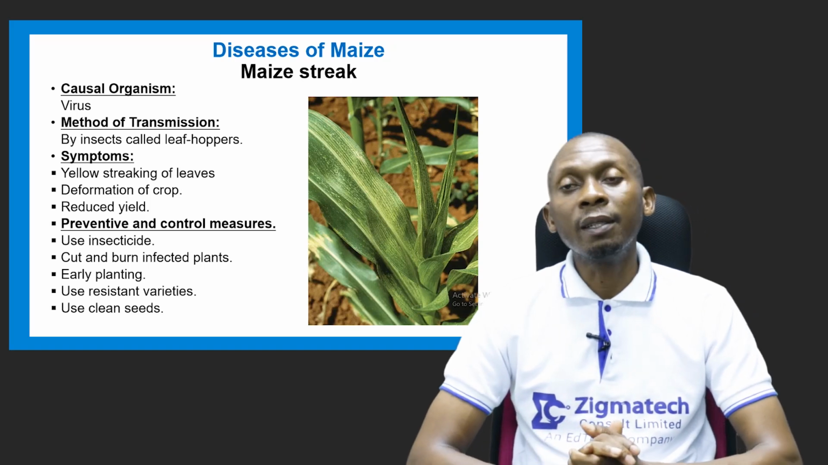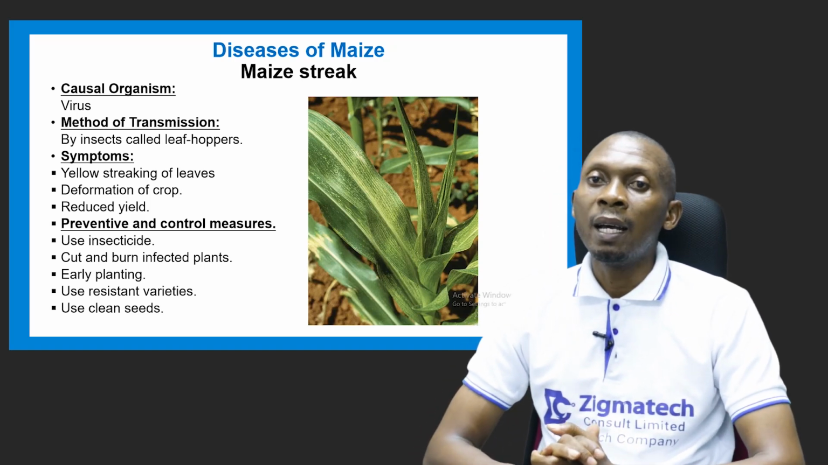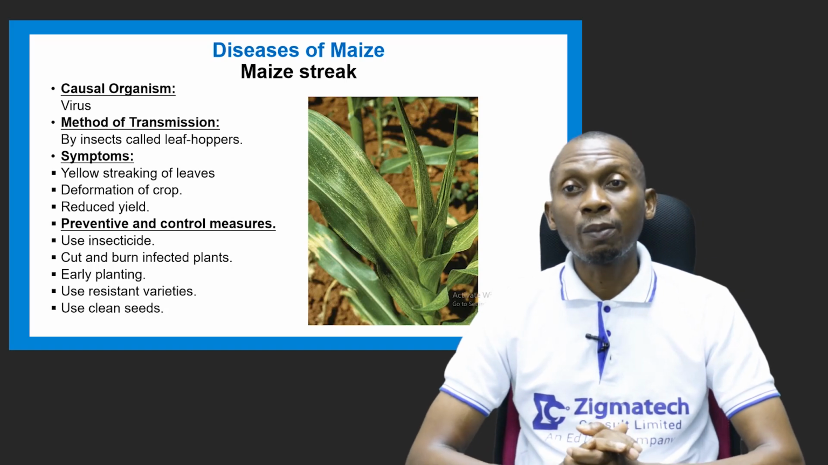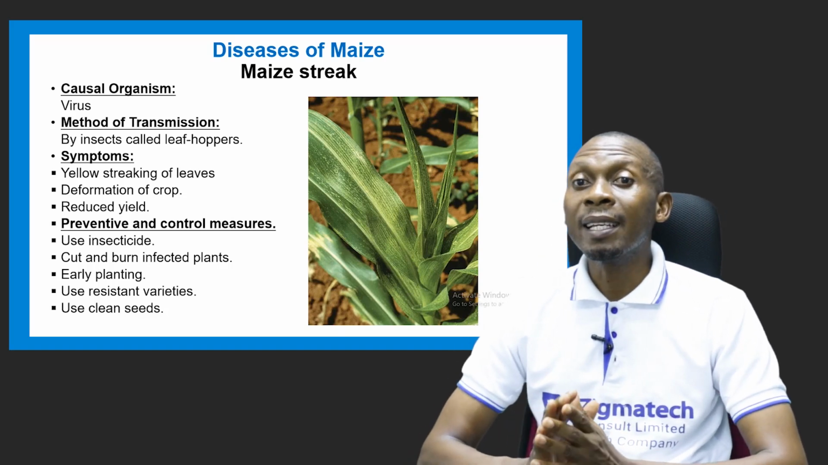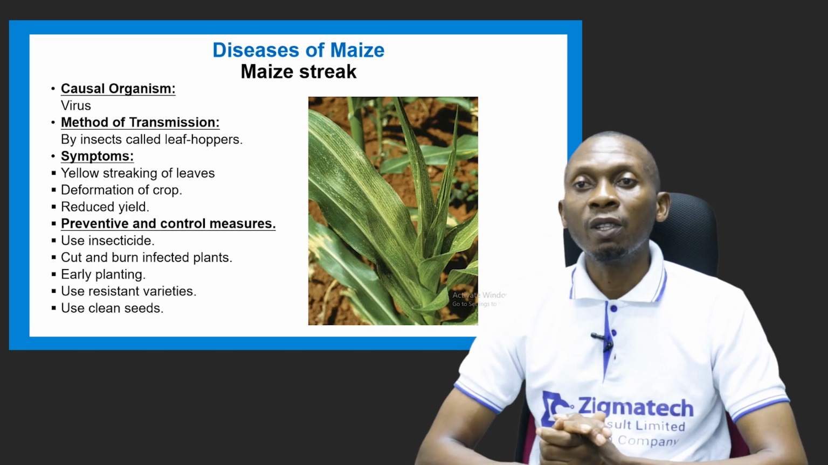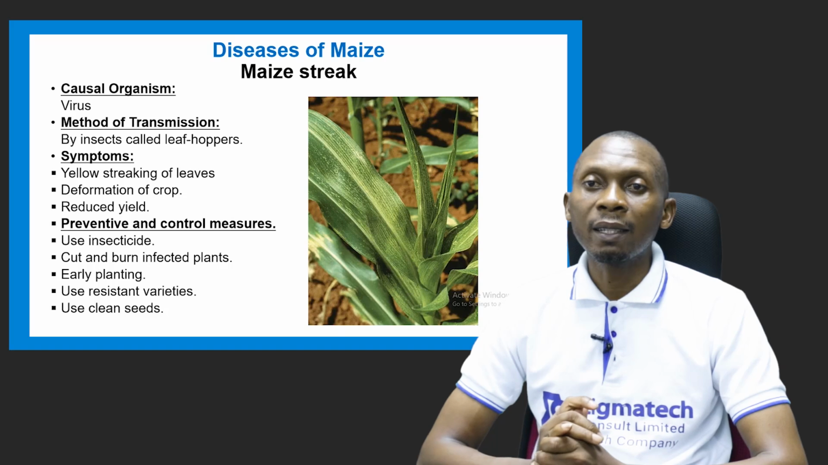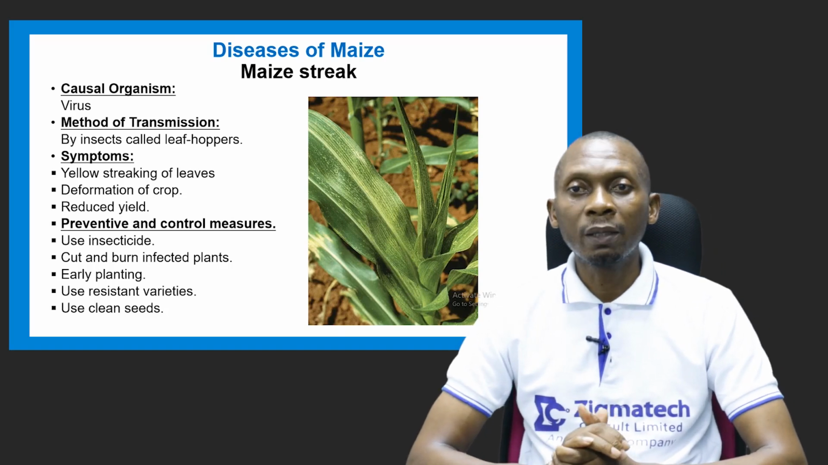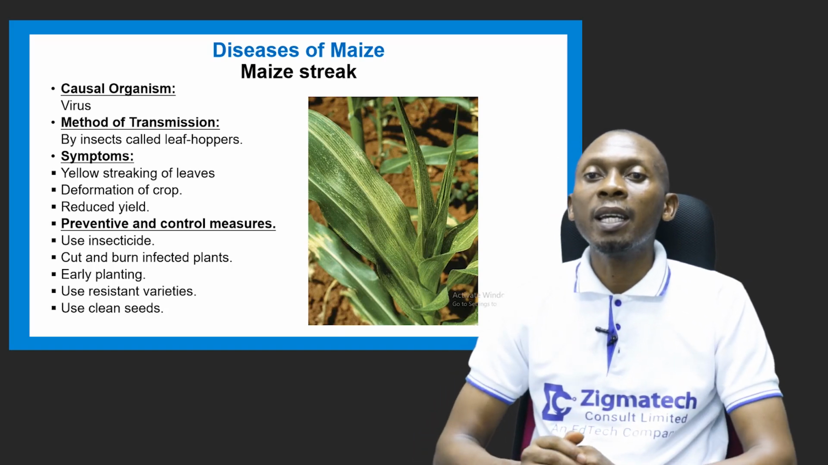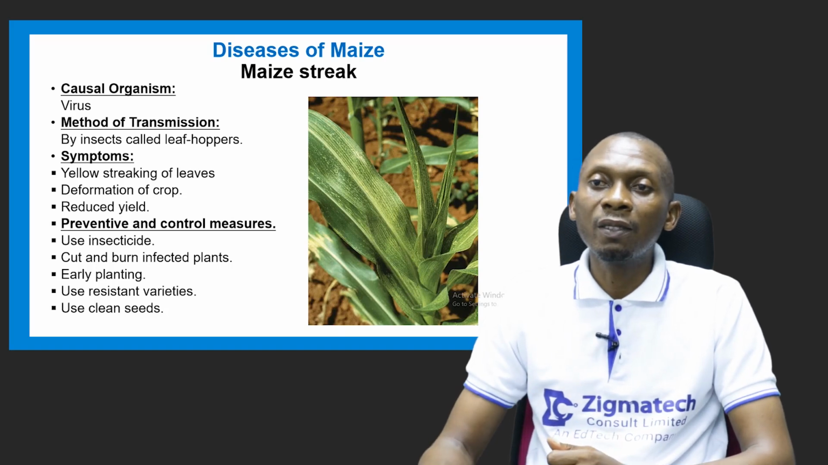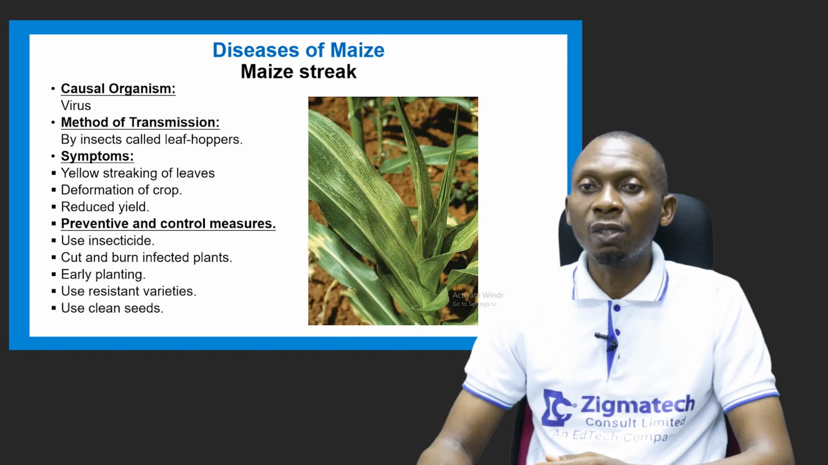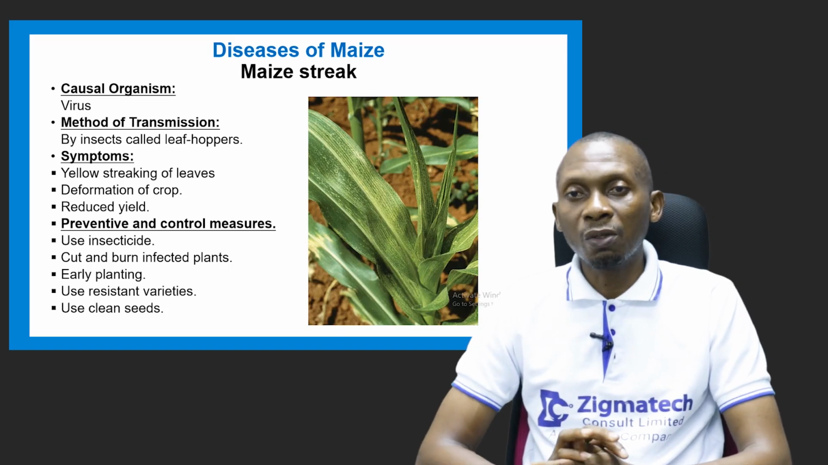Now, maize streak is a viral disease, and usually viral diseases of crops are transmitted via insects. So the mode of transmission of maize streak disease is by insects, particularly leaf hoppers. And the symptoms here are yellow streaking of leaves. You can see the leaves, yellow streaking like stripes on the leaves, patches, some color discoloration, yellow streaking on the leaves. There's also deformation of the crops, and there's also reduced yield.